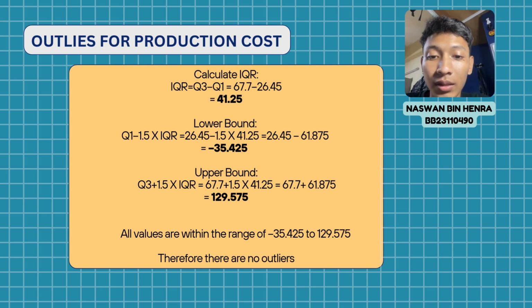Next, outliers for production cost, just calculate the IQR, lower bound and upper bound. The answer for IQR is 41.25, lower is negative 35.425 and upper is 129.575. So all values are within the range of lower to upper, therefore there are no outliers.